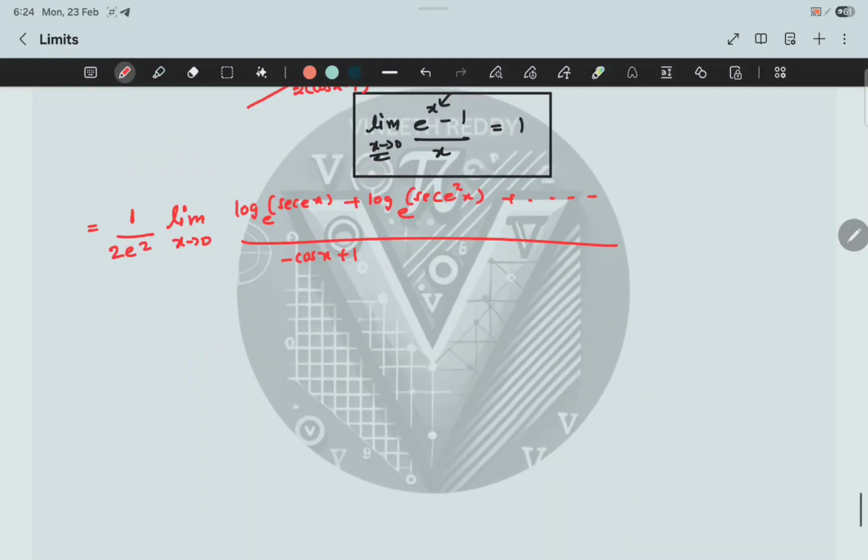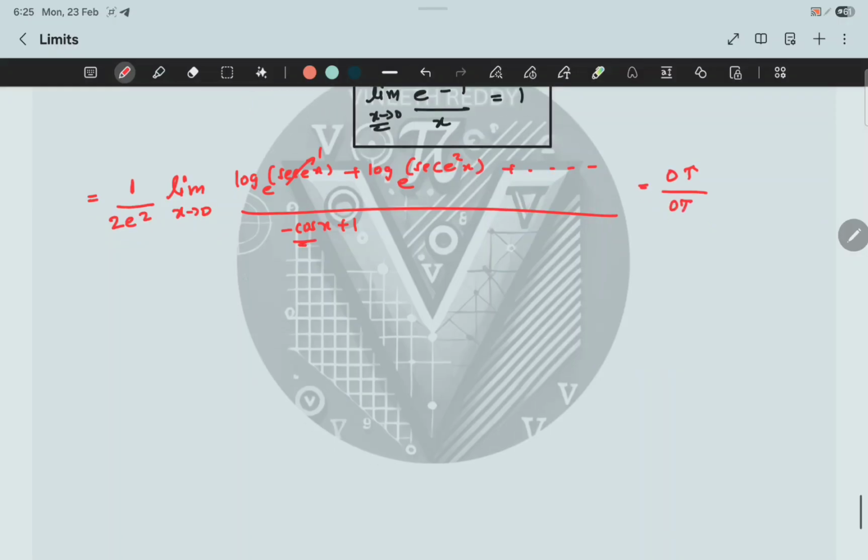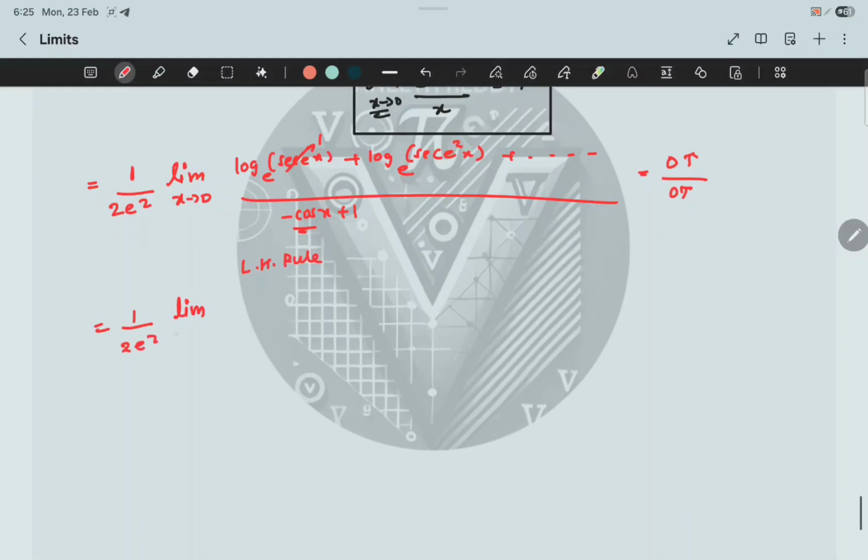Now again the numerator, if you see, is approaching 1, right? As x is approaching 0, secant x is approaching 1. That means log 1 is approaching 0, so the numerator is approaching 0. The denominator is also approaching 0, because 1 minus 1 is 0. Again, now we can apply L'Hopital's rule here. So we get 1 by 2 e square. Differentiate the numerator and denominator.